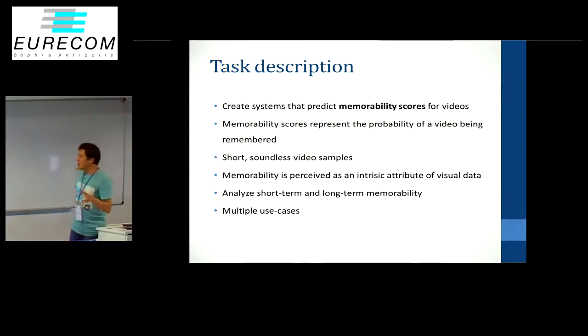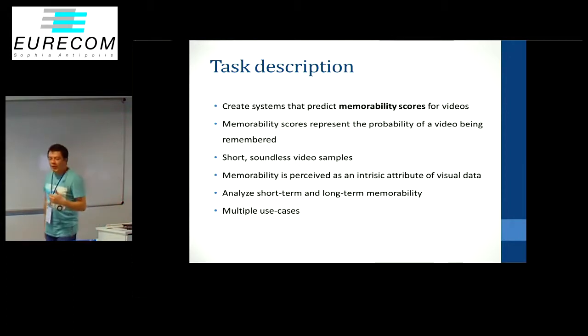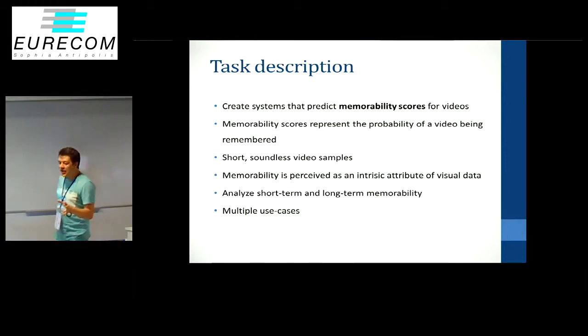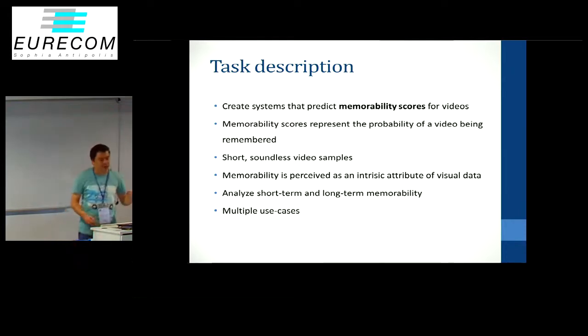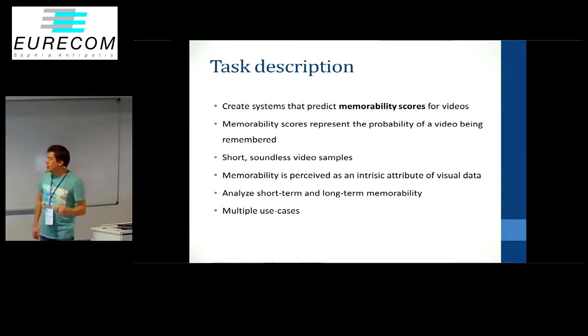So the scope of the task is to create systems that can predict memorability scores for videos. Basically, these memorability scores represent the probability that a certain video sample will be remembered after a certain period of time by people who watch the video sample. Here we used short, meaning 7-second videos. They were soundless. Basically, what we wanted here is to get a visual interpretation of memorability.